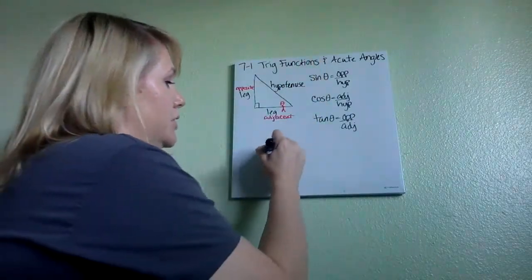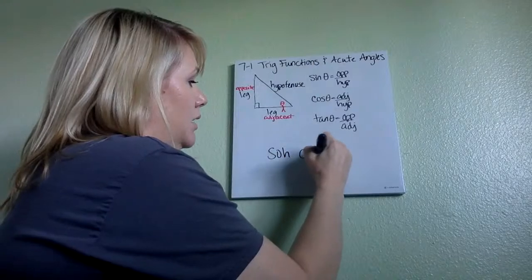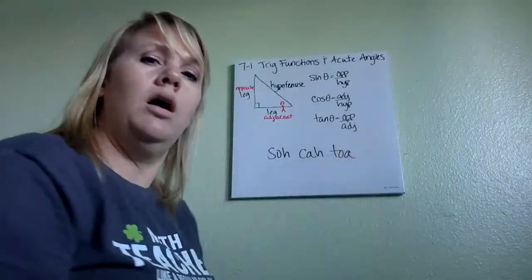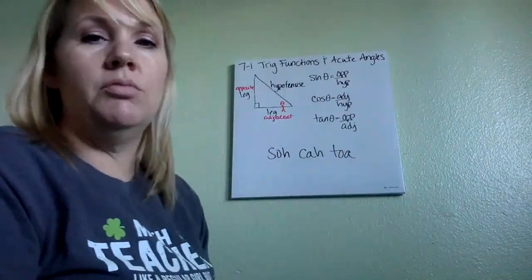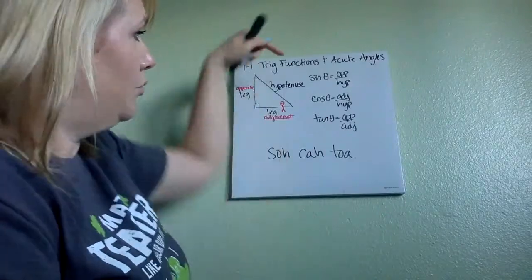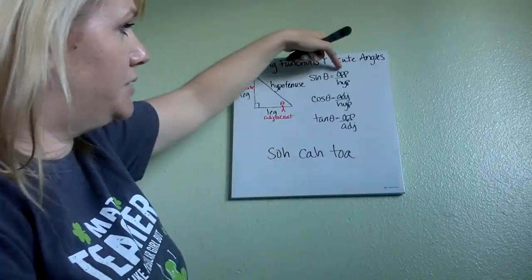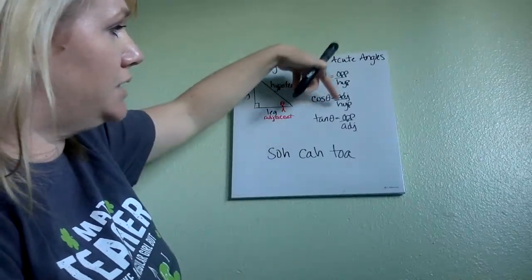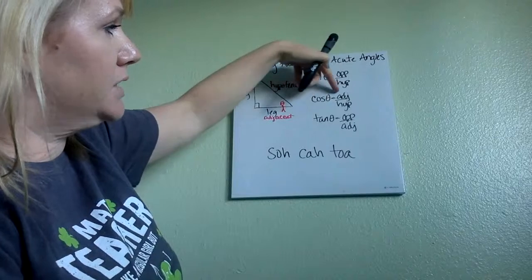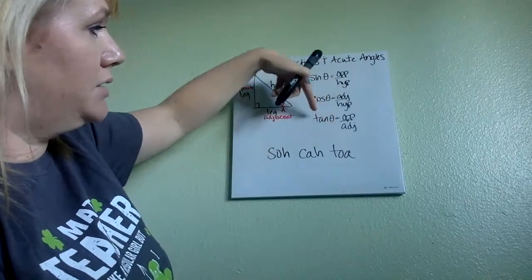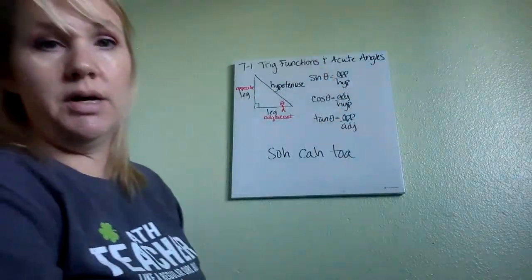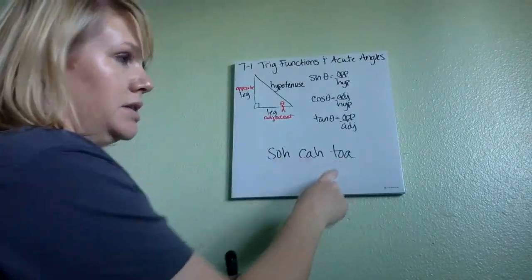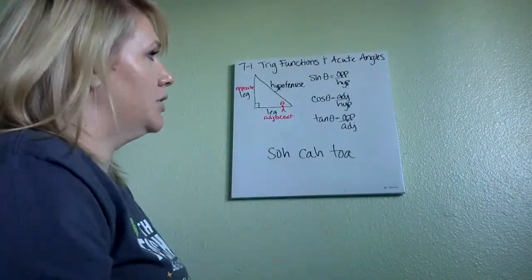If you have heard SOHCAHTOA, that sounds weird, but you may have heard it before. So SOH represents sine, opposite over hypotenuse. CAH represents cosine, adjacent over hypotenuse. So the first letter in each of those, and then TOA, opposite over adjacent. I'm going to erase this. Well, actually, I'll leave it there for a second.